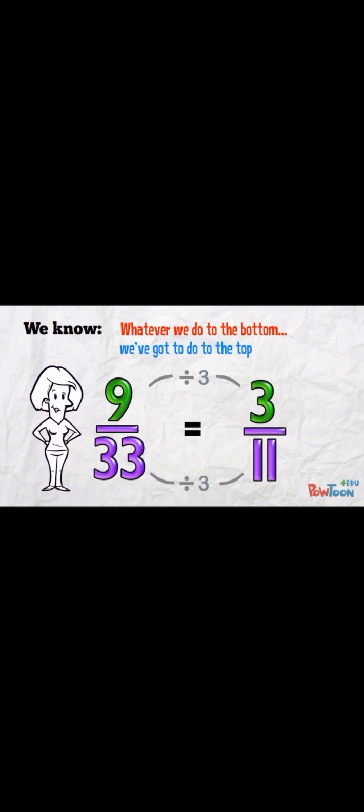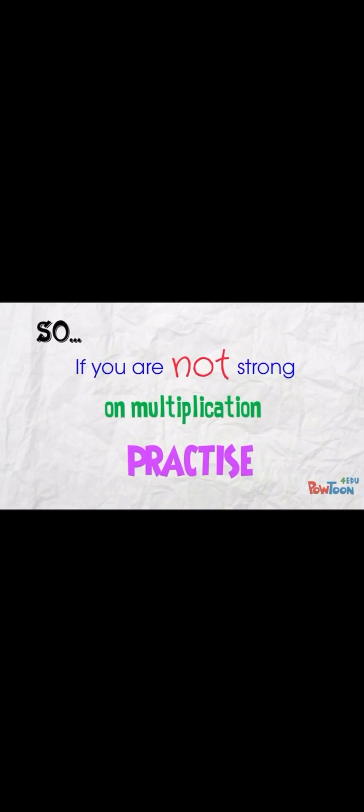To divide by what? You should think about the number that you will divide 33 by to get 11. Look at your times table. The partner of 33 to get 11 is 3: 33 divided by 3 is 11. So whatever we do to the bottom, we've got to do in the top. We will go to the numerator and also divide it by 3. What will I get? 9 divided by 3 is 3. Very nice, girls. Good job. If you are not strong on multiplication, just practice, girls. See you next time.